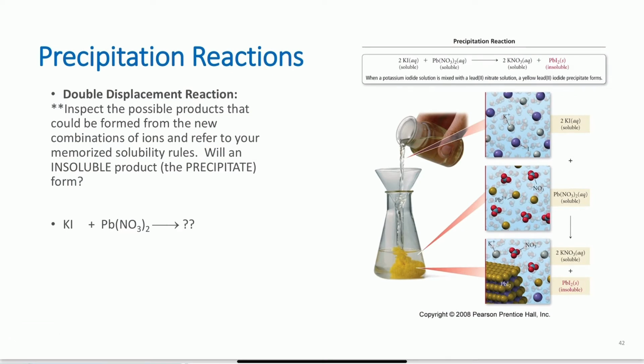So, double displacement reactions. Inspect your possible products that could be formed from the new combinations of ions and refer to your memorized solubility rules. Will an insoluble product, i.e. the precipitate, actually form? Here we're looking at KI plus lead nitrate, so potassium iodide and lead 2 nitrate specifically.